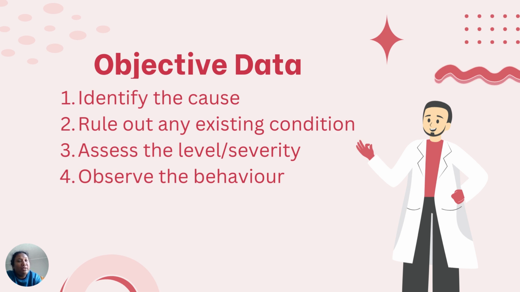The second point is to rule out any existing condition. For instance, if your patient has withdrawal symptoms, such as alcohol withdrawal, or any other condition such as asthma, then if the patient becomes stressed, they can have an asthmatic attack and subsequent events, right? So it's important that we rule out any existing conditions, and also assess the level of severity.